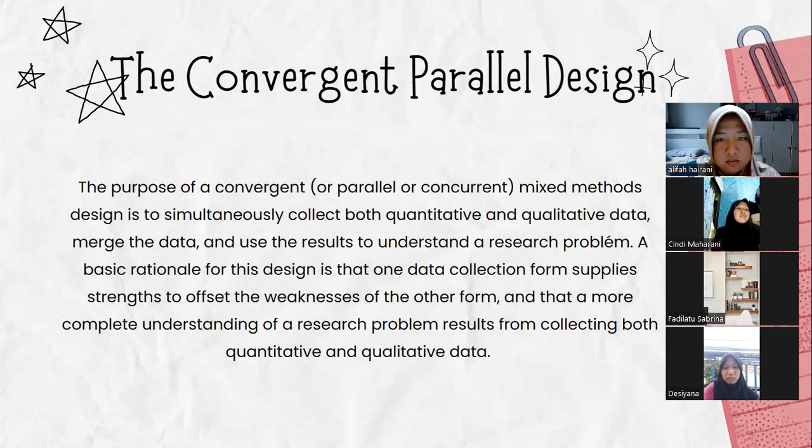The convergent parallel design. The purpose of a convergent parallel, or parallel or concurrent, mixed method design is to simultaneously collect both quantitative and qualitative data, merge the data, and use the result to understand a research problem. A basic rationale for this design is that one data collection form can supply strength to offset the weakness of the other form, and that a more complete understanding of a research problem results from collecting both quantitative and qualitative data.